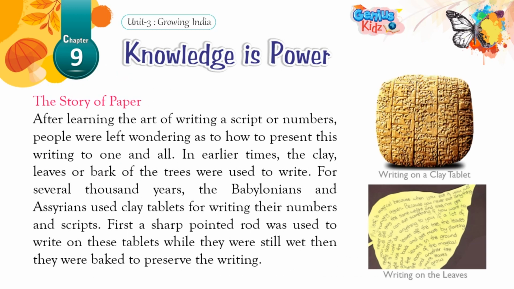The story of paper. After learning the art of writing a script or numbers, people were left wondering as to how to present this writing to one and all. In earlier times, clay, leaves or bark of the trees were used to write. For several thousand years, the Babylonians and Assyrians used clay tablets for writing their numbers and scripts. First, a sharp-pointed rod was used to write on these tablets while they were still wet, then they were baked to preserve the writing.